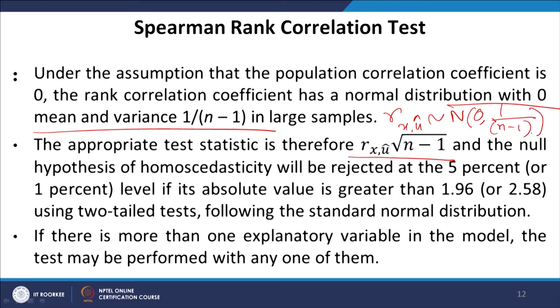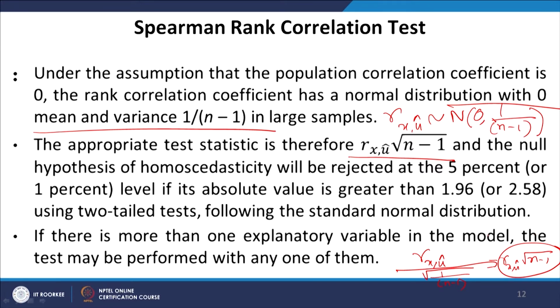Then what would be the standard normal distribution? The standard normal distribution would be r x u hat minus 0, which remains r x u hat, divided by root over 1 upon n minus 1, as a result of which this is r x u hat into root over n minus 1. This is essentially the test statistic that we would go for in case we are going for a t-test, or if we are going to check it against the standard normal distribution.